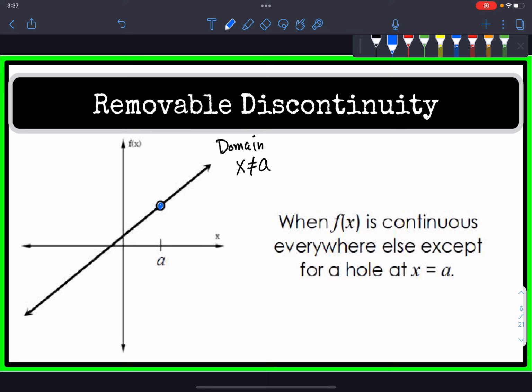The reason it's called a removable one is because all we have to do is simply fill in that hole. Algebraically it's a little bit more complicated than that, but graphically, it's simply about filling that hole. If I fill in that hole, then I do not have a discontinuity. The graph is continuous, so I have removed it. Of course, algebraically, it's a little bit more difficult, and we have to do some algebra in order to be able to do such a thing. But this is what a removable discontinuity looks like in terms of a graph.